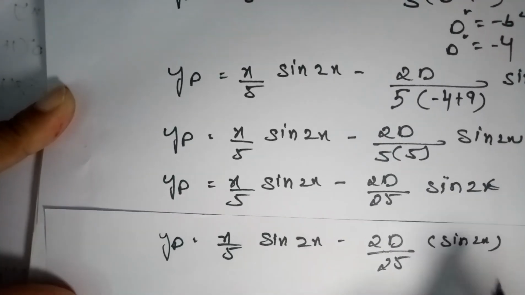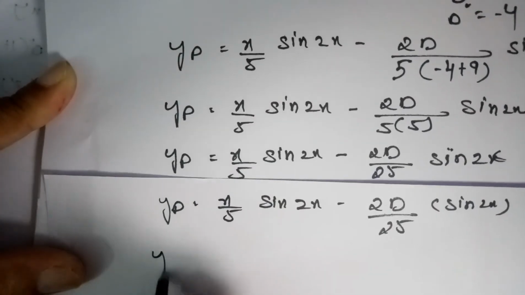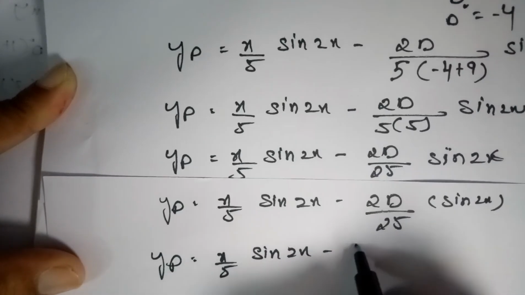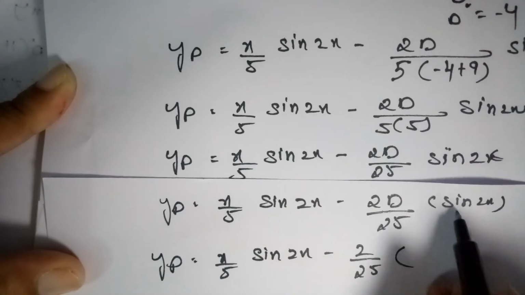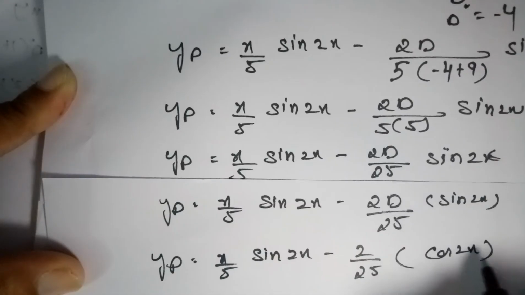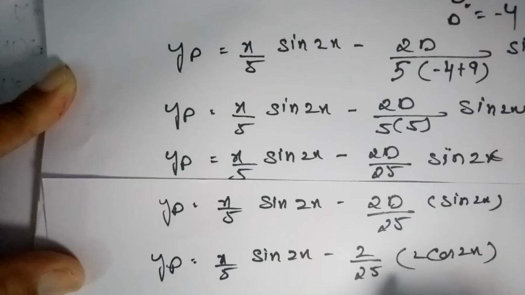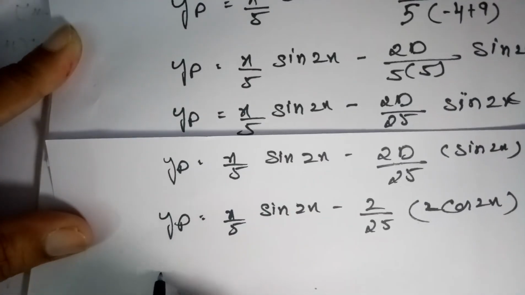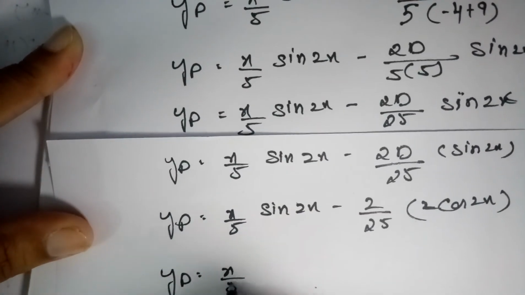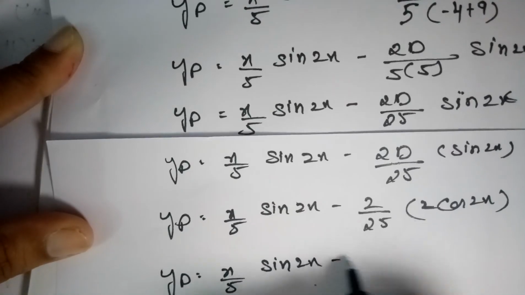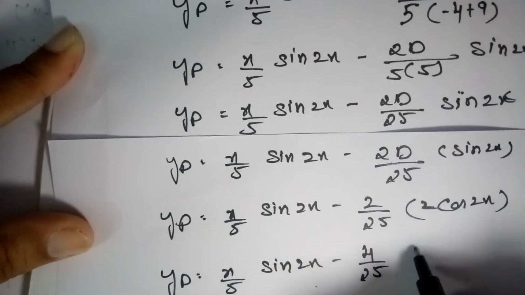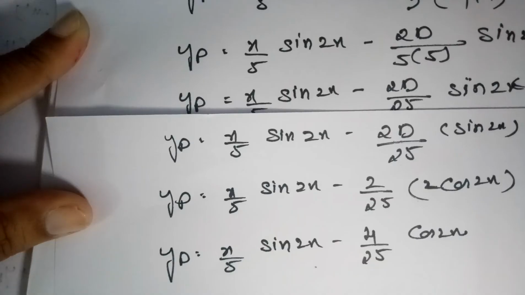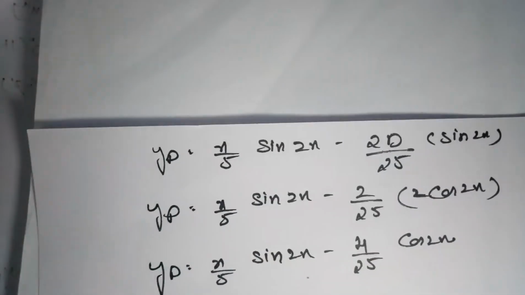What is the derivative of sine 2x? I am writing here. yp is equal to x by 5 sine 2x minus 2 by 25. The derivative is cos 2x, and again for the coefficient of x, which is 2, it will come in front. So the answer is yp is equal to x by 5 sine 2x minus 4 by 25 cos 2x. So this is the value of yp.